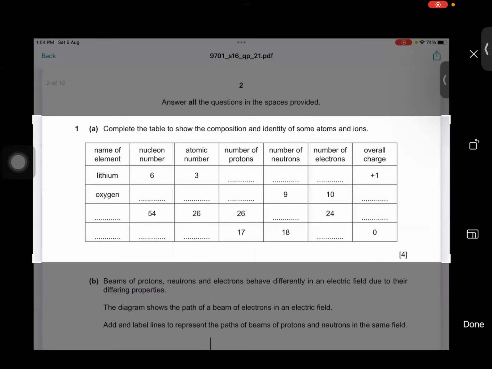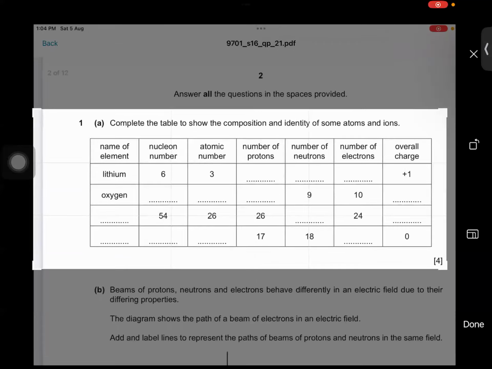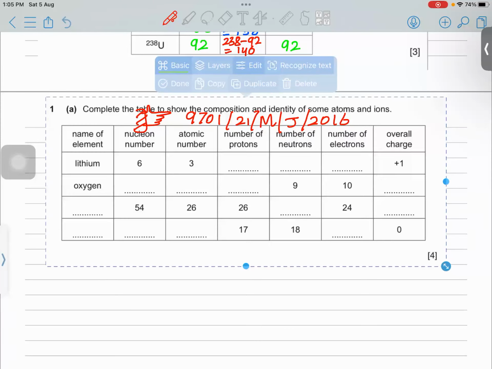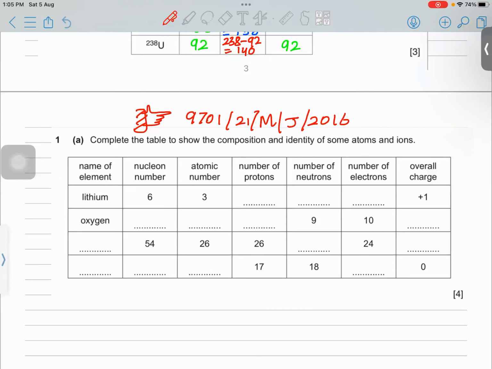Now, the first question is for Hamza. Hamza, are you listening to my voice? Yeah, I can hear you. Okay. Hamza, you have 4 questions, right? So the first question is for you. The first question is lithium, right? So can you solve this question?